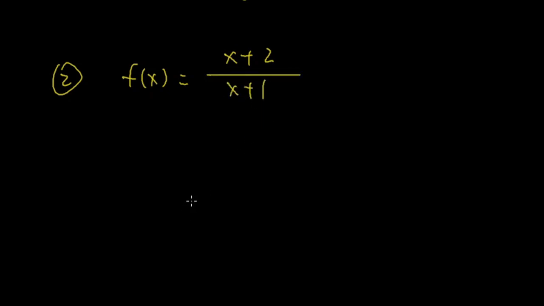Okay, now let's look at the second example. Say f of x equals x plus 2 divided by x plus 1. Do we have a vertical asymptote? Now, first of all, can you factor this further? No, you cannot. So that's it, and nothing can cancel out.